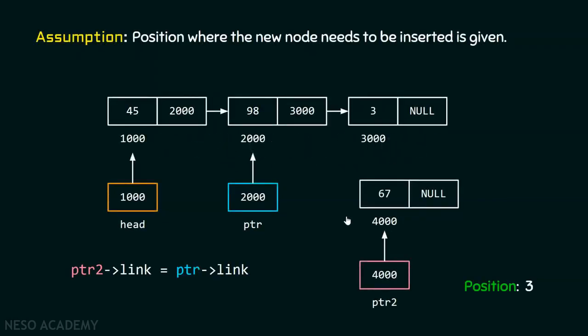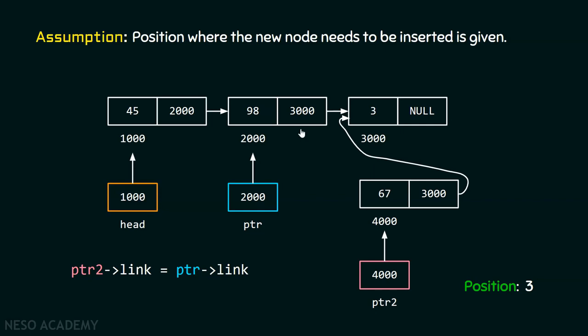We will then update the links. First we will update the link part of this node by using this line of code, that is ptr2->link = ptr->link. We want to store this particular address in the link part of this node because we want this node to point to this particular node. That is why ptr->link will help us to get this address, and by using ptr2->link we can access the link part of this node. So here ptr2->link must contain ptr->link, that is this particular address. So here we can update the link part of this node very easily.